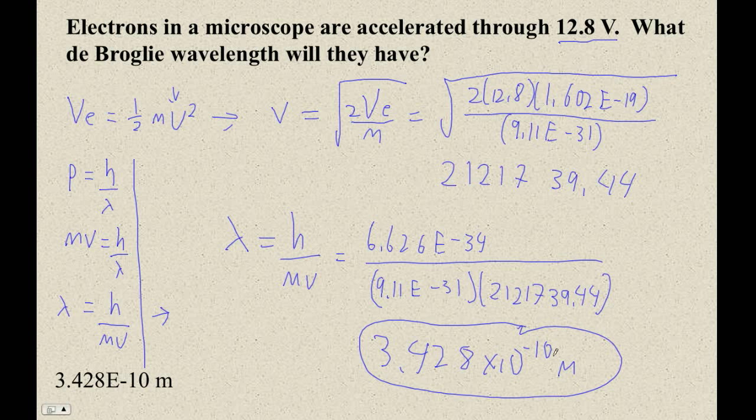Holy cow, that's really small, right? That's like 3 atomic diameters, right? That's like 0.34 nanometers. Remember, visible light is 400 to 700 nanometers, right? So this is like way smaller than that, right? Better resolution.